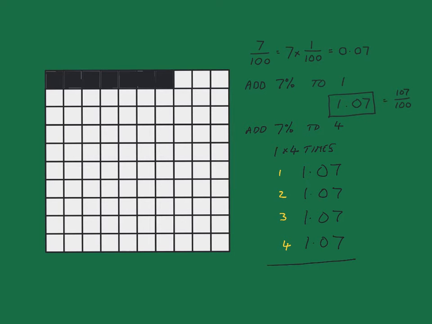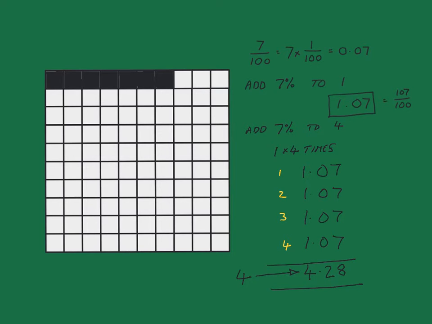And 7 and 7 and 7 and 7 is 28. And 4 ones are 4. So we get 4.28 as the total we've got. We started off with 4. We've added 7%, and we get 4.28.